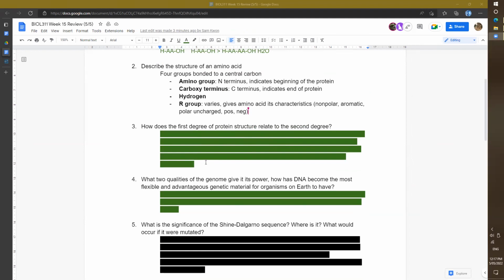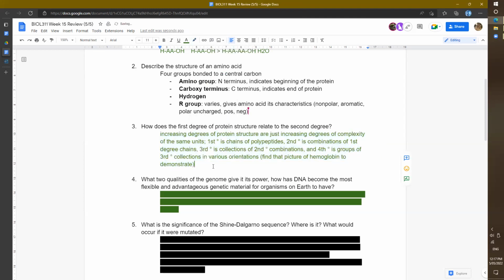That's actually something I failed to mention, but largely, degrees of structure can seem kind of confusing because first degree, second degree, who's putting math inside my biology? I don't like it. I'm uncomfortable. Oh no. But really, it's just increasing degrees of complexity. So first degree structure is an arrangement of monomer units into a polymer. First degree structure is just the sequence that you have. Second degree structure is when you put 2 sequences together.